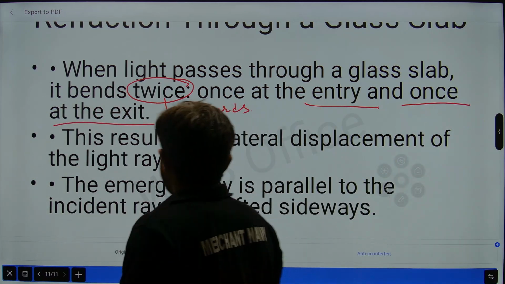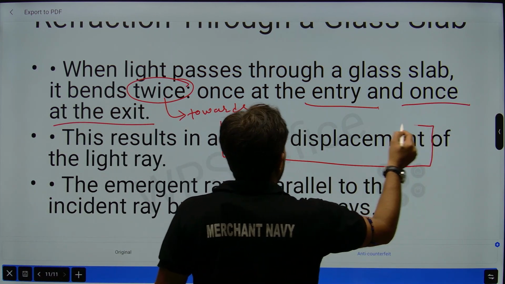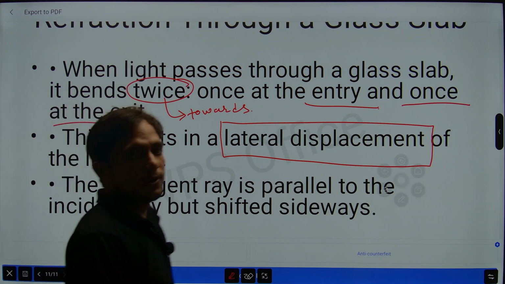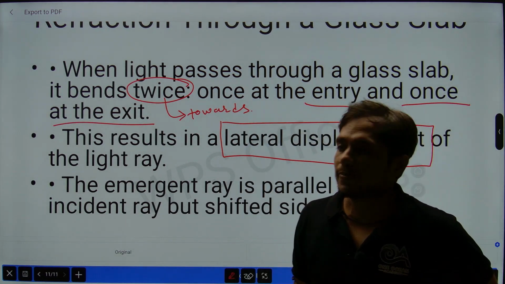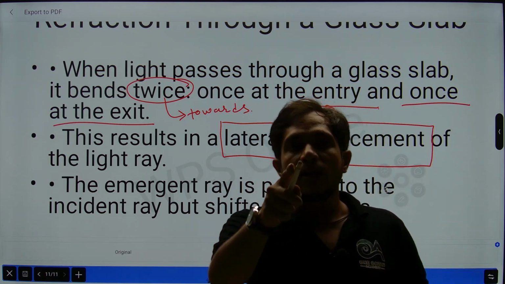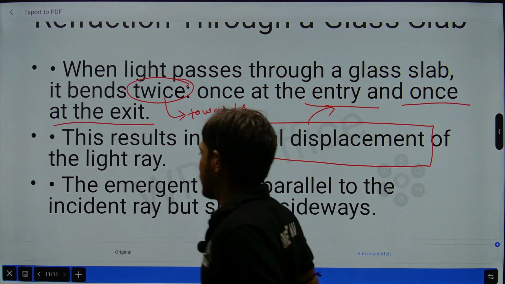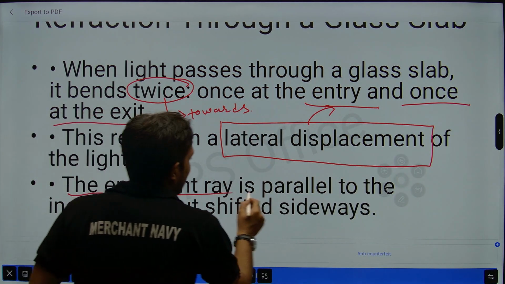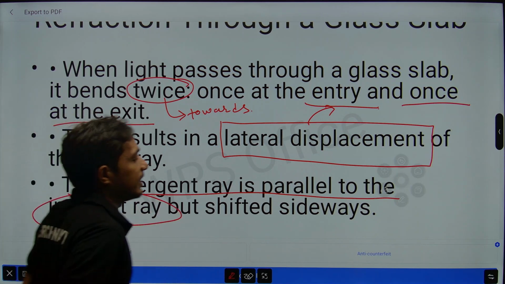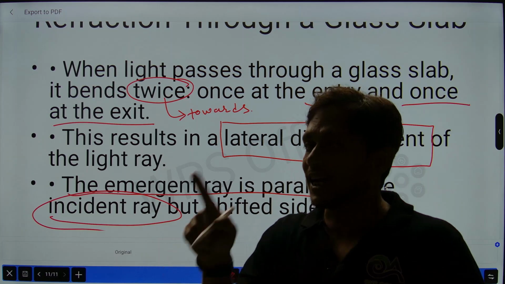Next, this will provide a lateral displacement of the light. We will see what lateral displacement is when we read the ray diagram of this glass slab test. Next, the emergent ray is always parallel to the incident ray.